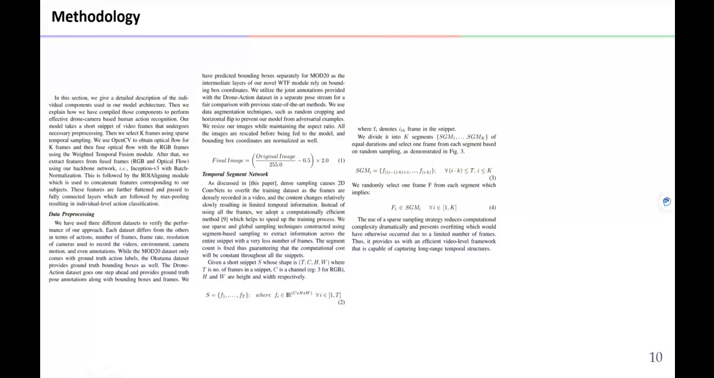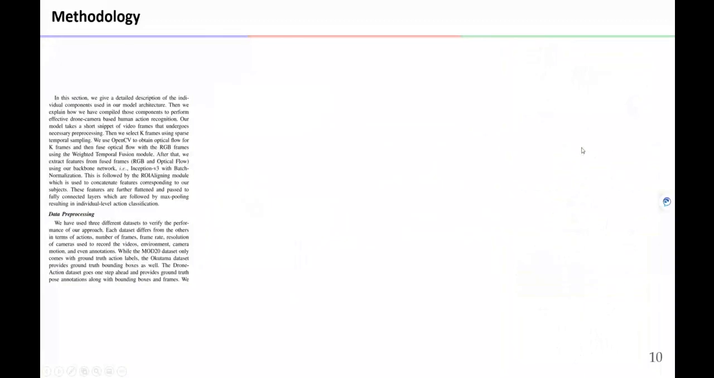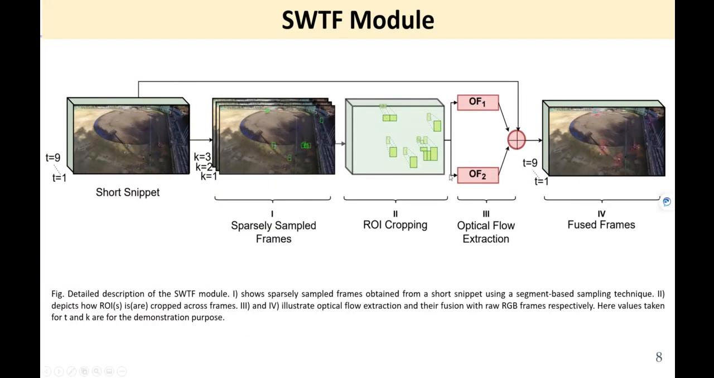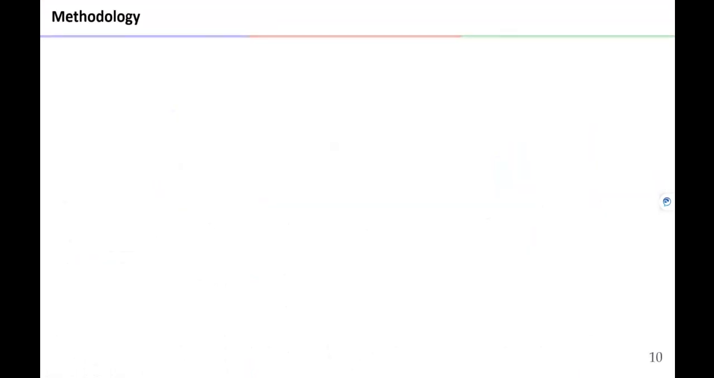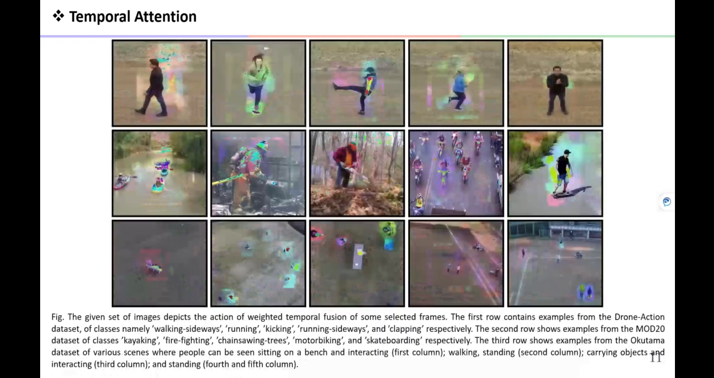So what we did for data pre-processing, what we did for temporal segmentation, then weighted temporal fusion. So OFI is the combination of OF. Let me go back. So here you can see this is OF1. So we are extracting OF1, OF2, OF3 like that, and then we are processing using connected networks. So this is the temporal attention.